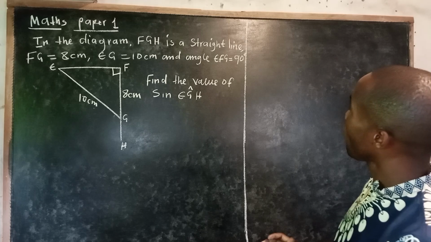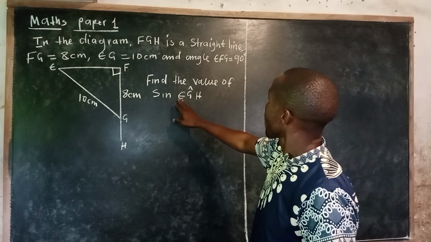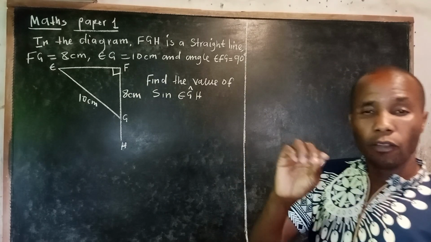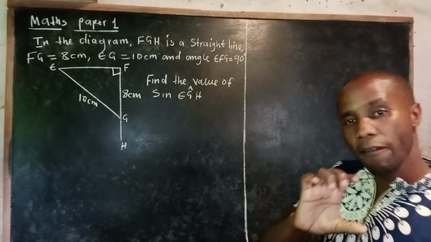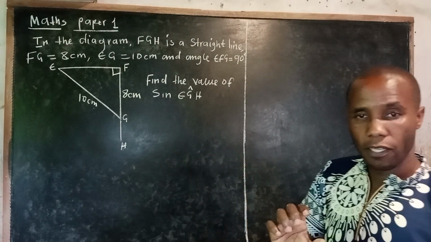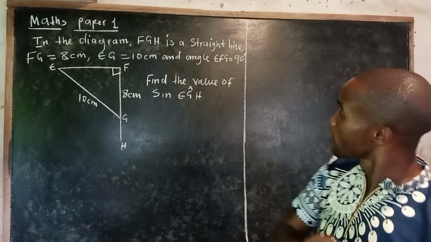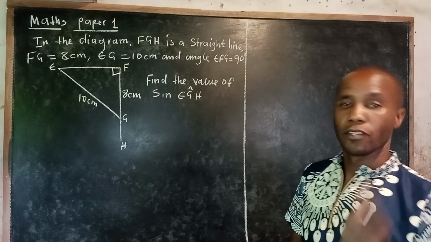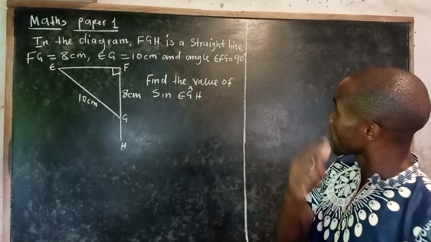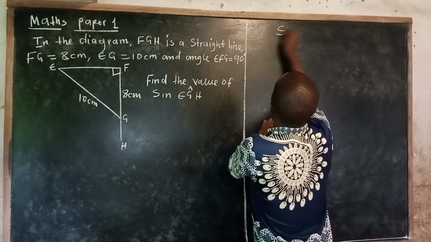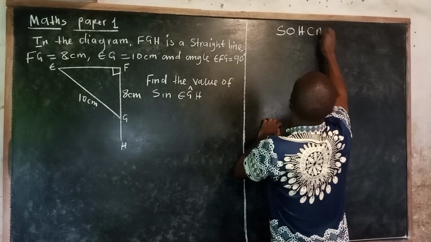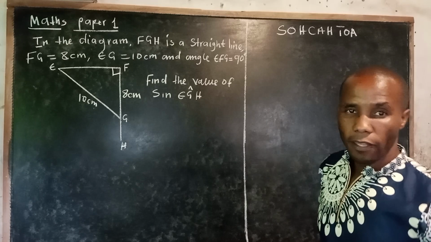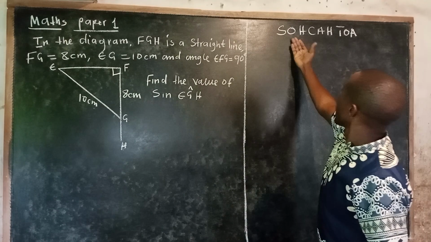So now, how are we going to find sine EGH? When we go to trigonometric ratios, there is a long word that is used for you to remember, and this is none other than SOHCAHTOA. That should click into your mind. SOHCAHTOA. Okay. So we have sine.